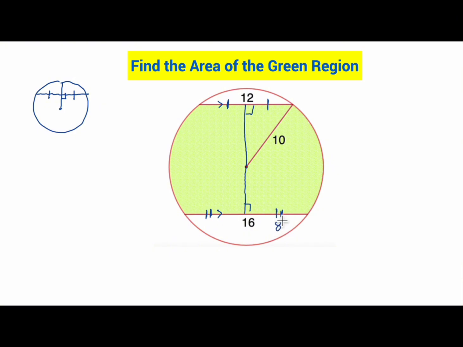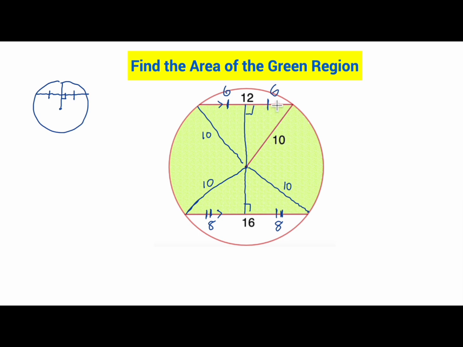So this would be 8. This here is 8. This is 6. This one over here is also going to be 6. I'm going to draw another radius in here, and we know that radius is going to be 10. This radius over here, 10. This radius up here, also going to be 10.